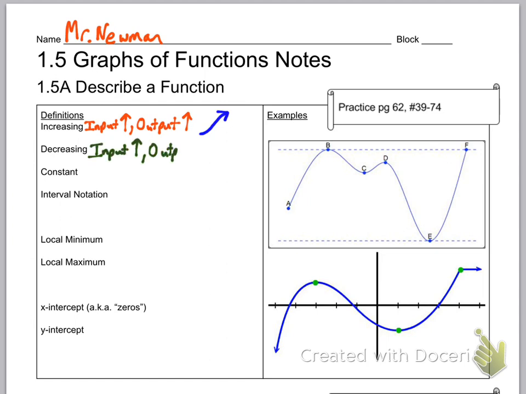For decreasing, if the input is going up, and the x value is going up, that means the output is decreasing, the y value is decreasing. And that always looks like going down as you're going to the right. So those are our two options. Up and to the right is increasing, down to the right is decreasing. The interval from B to C on that top graph is an example of a decreasing part of the graph. And then also from D to E is another part that is decreasing.